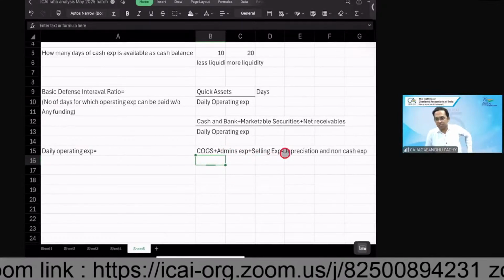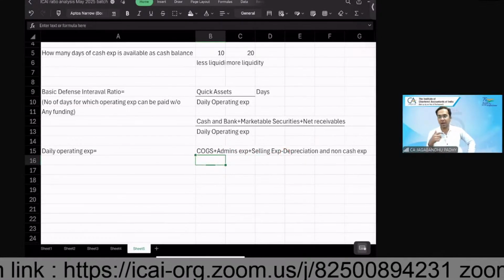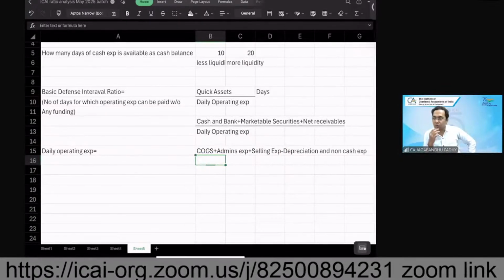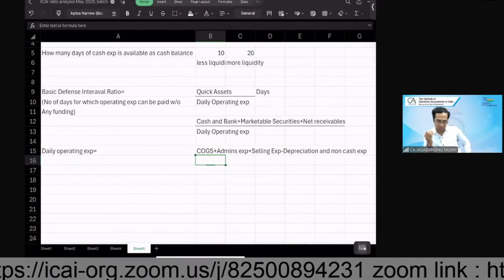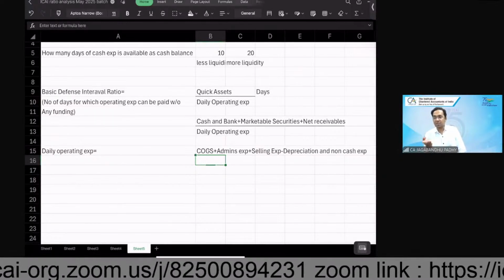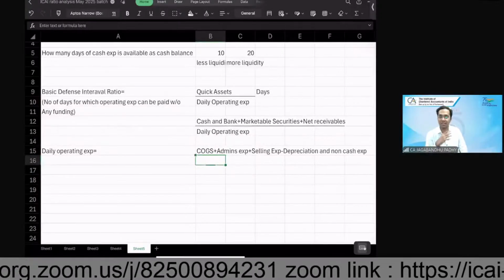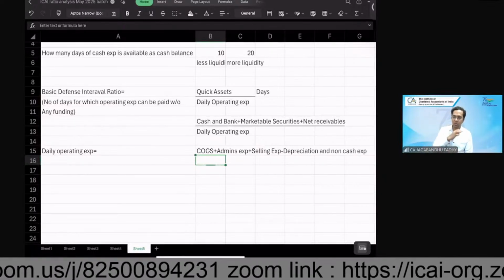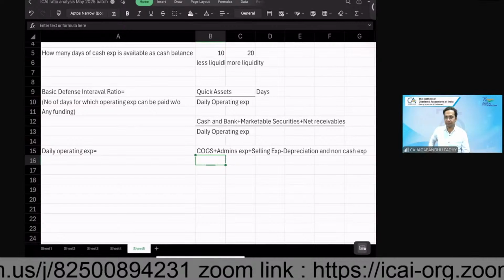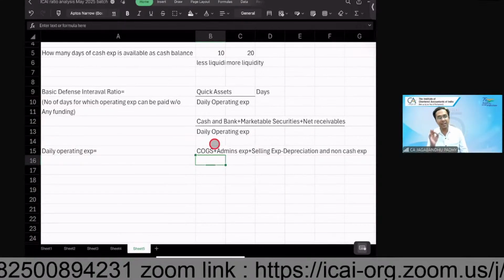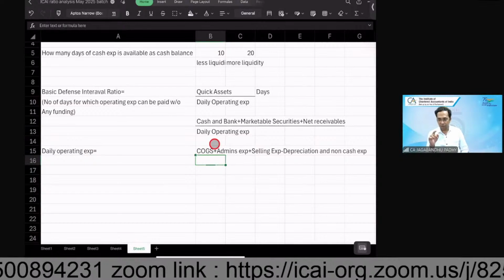Non-cash expenses are those expenses which you are not paying by cash, like provision for doubtful debts, provision for discount, provision for future losses, provision for warranties, or maybe amortization. Depreciation itself is a non-cash expenditure. So those expenses which you are just entering in your books, but you're not paying from your pocket, right? So essentially what we want over here is the daily operating expenditure.